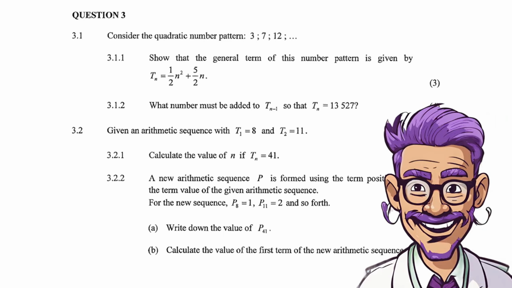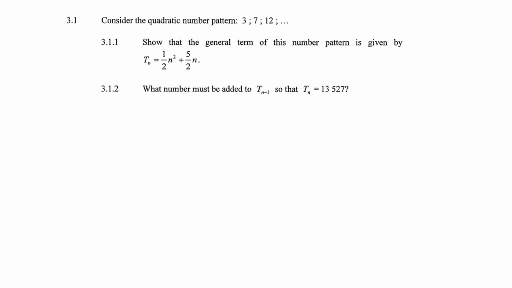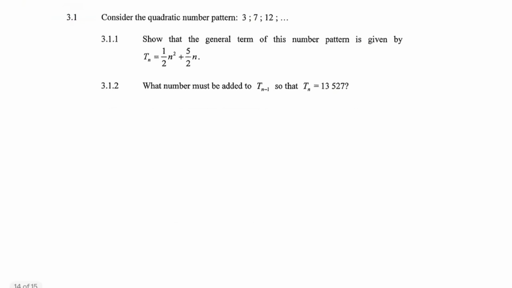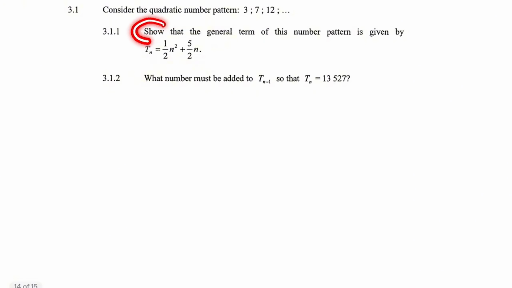We are going on with question 3 of June 2024, paper 1. Question 3.1. Consider the quadratic number pattern of 3, 7, and 12. Show that the general term of this number pattern is given by Tn is equal to a half n squared plus 5 over 2n. When they say show, it actually means calculate.